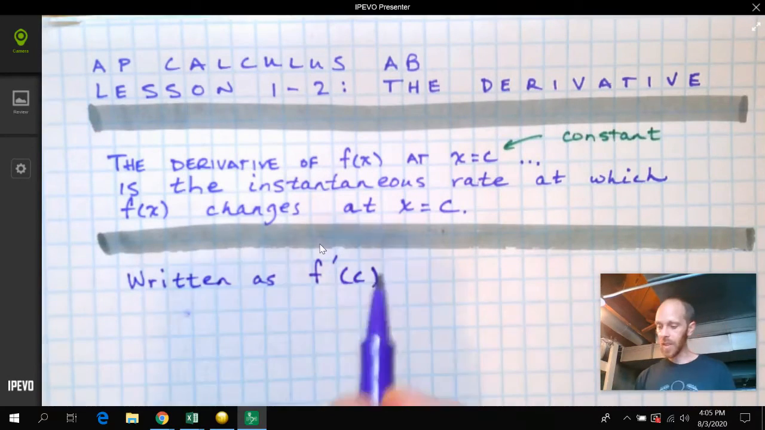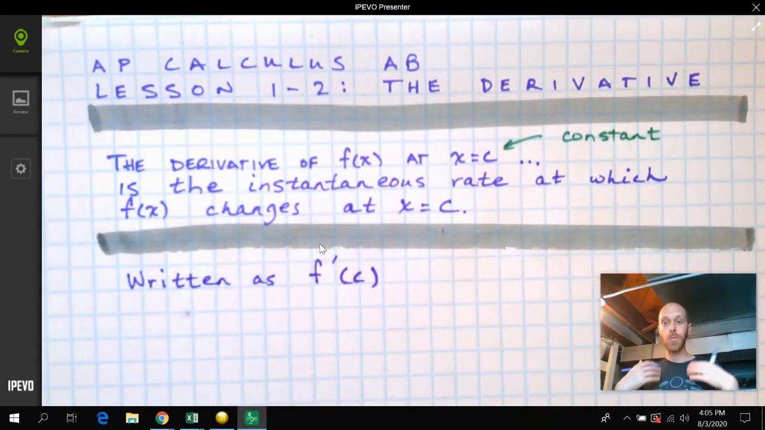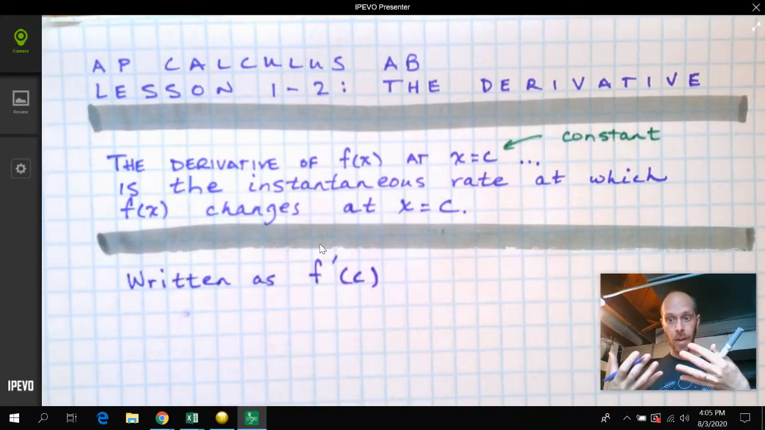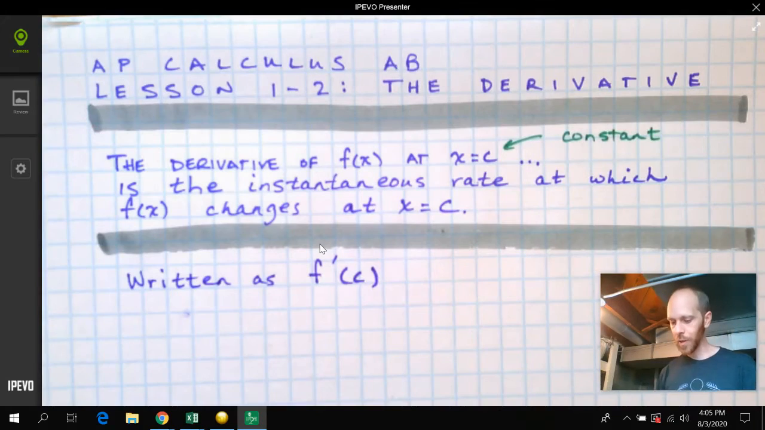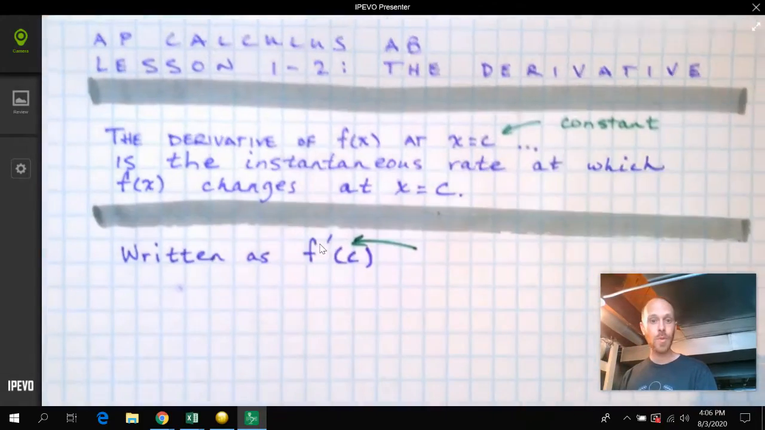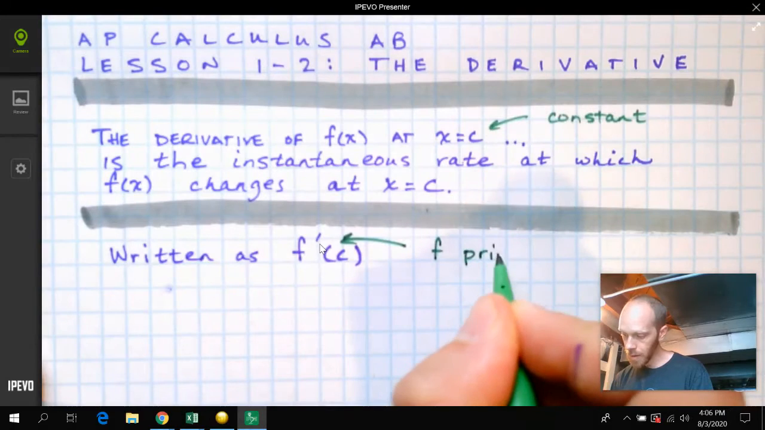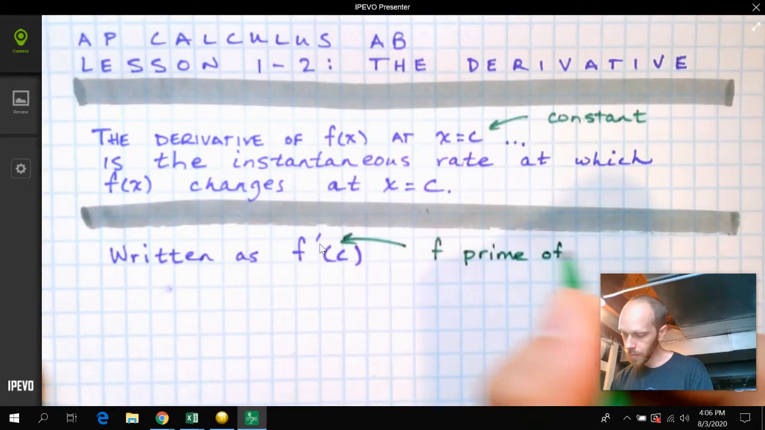that right there. When you see that little hash mark, maybe you've seen that before. That hash mark is referring to the fact that we want the derivative or the instantaneous rate of change. Also, we would refer to this as a prime. So you'll hear me call this f prime of c.